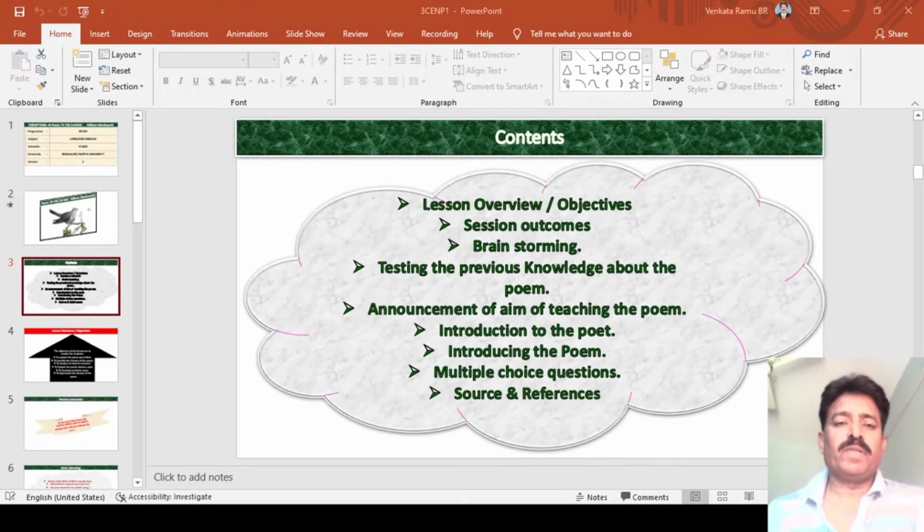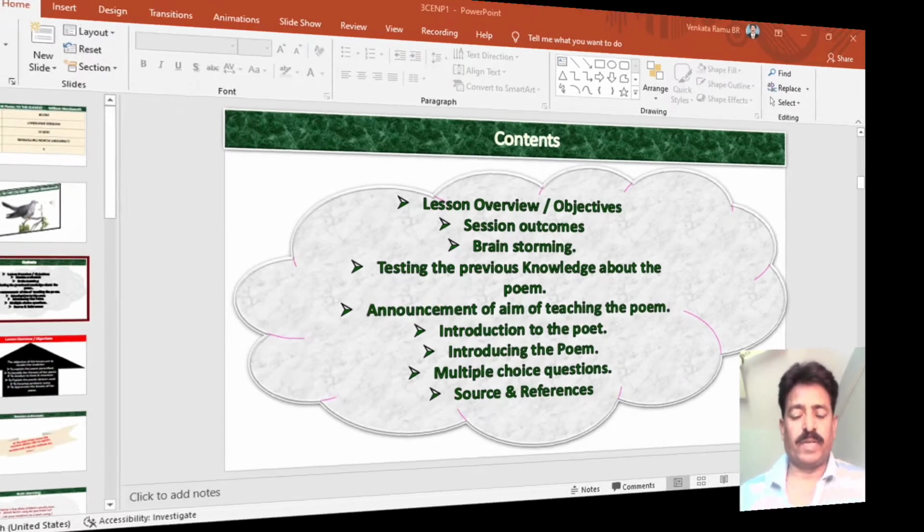Dear friends, at the outset, let us know the contents of this session. This session consists of lesson overview and objectives, session outcomes, brainstorming, testing the previous knowledge about the poem, announcement of the aim of teaching the poem, introducing the poet and also introducing the poem, and some multiple choice questions and sources and references.